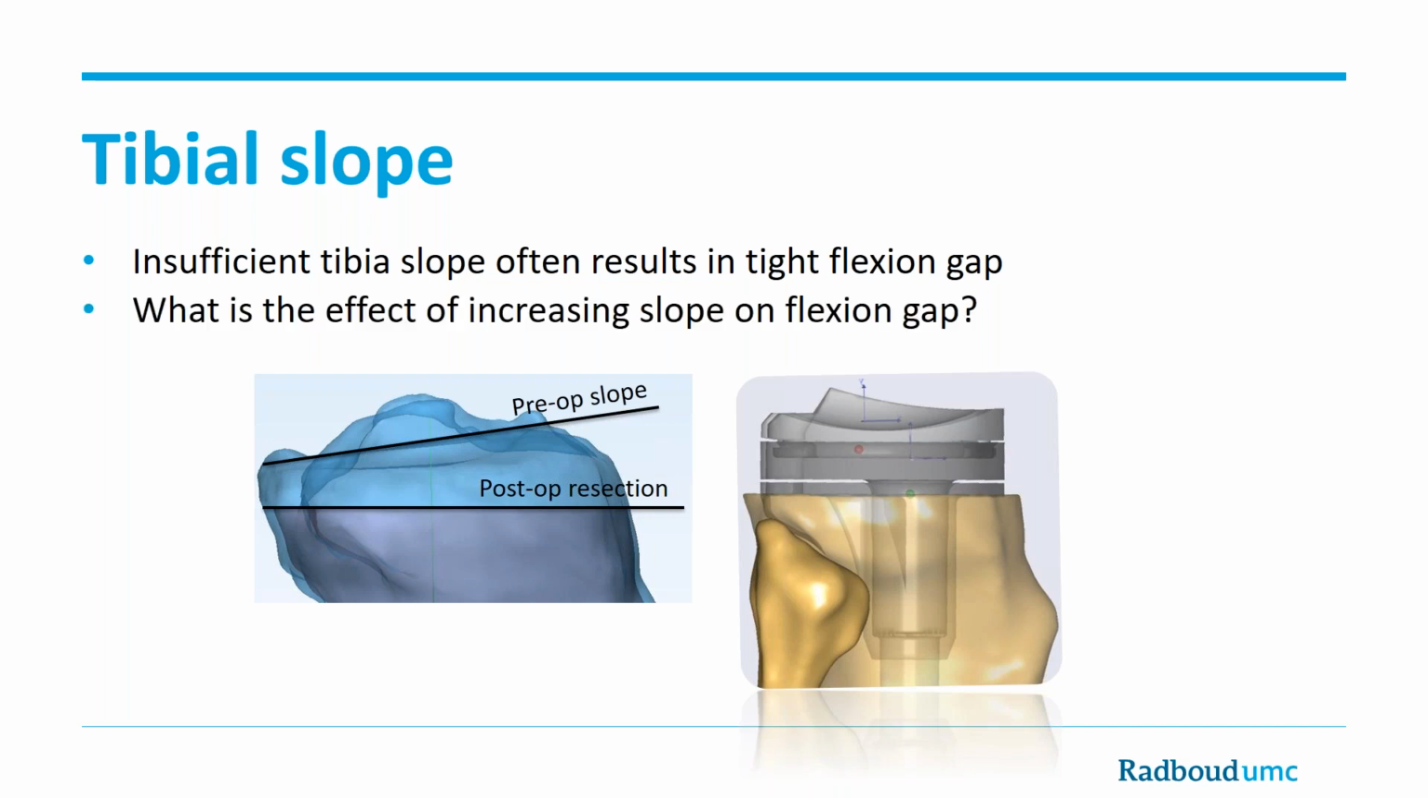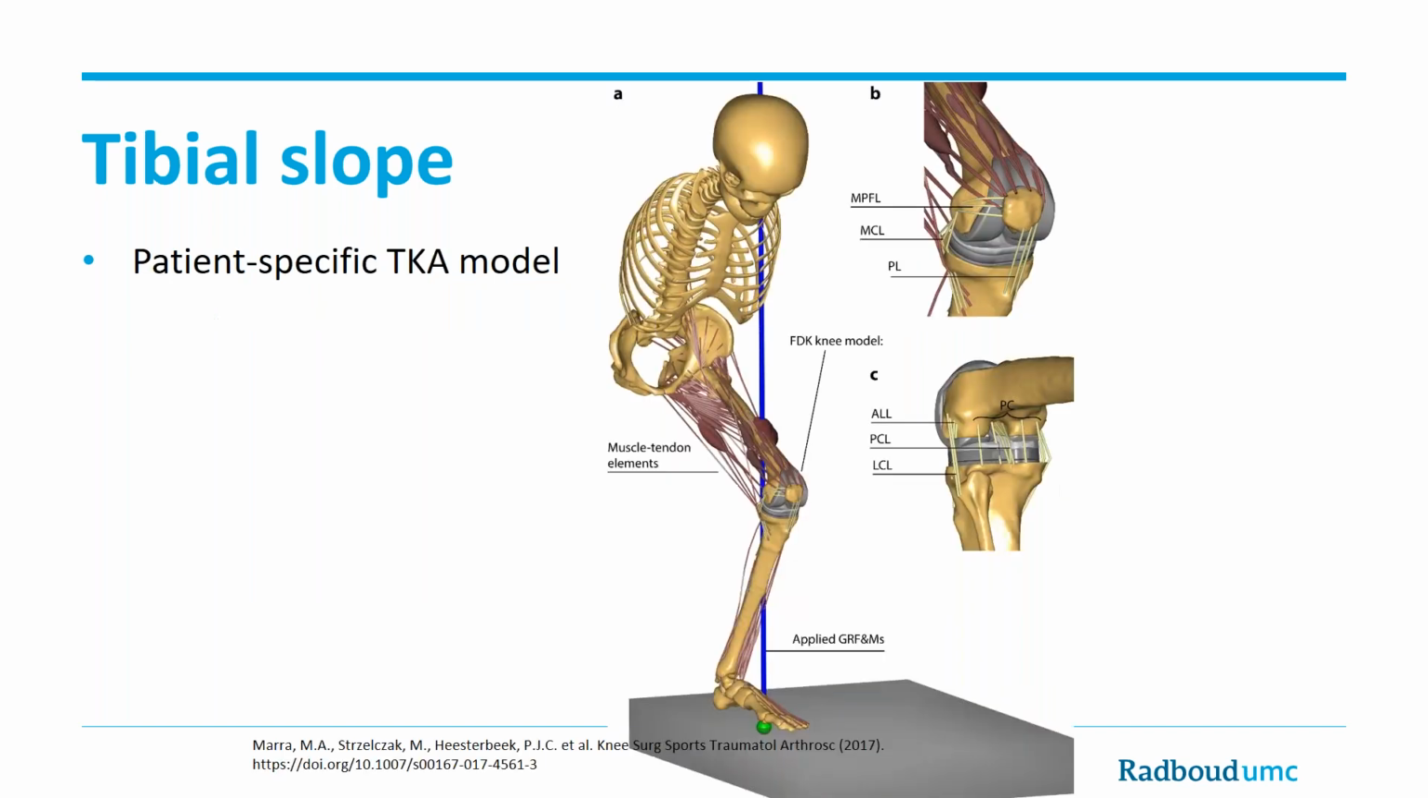To solve for this, surgeons have the tendency to increase the slope. Basically, they try to increase the flexion gap and to achieve higher flexion. However, the effect of this operation intraoperatively is still largely unknown. We then used the patient-specific TKA model that we just presented to investigate the possible effects of tibial slope on the outcome of the prosthesis.